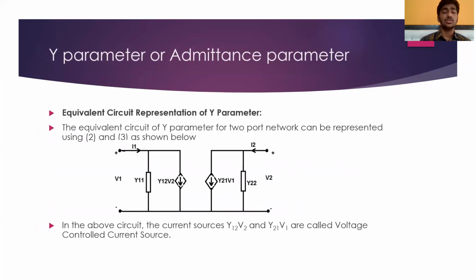Equivalent circuit representation of Y parameter. The equivalent circuit of Y parameter for a two-port network can be represented using equations 2 and 3. In the above circuit, the sources Y12 V2 and Y21 V1 are called voltage controlled current sources.